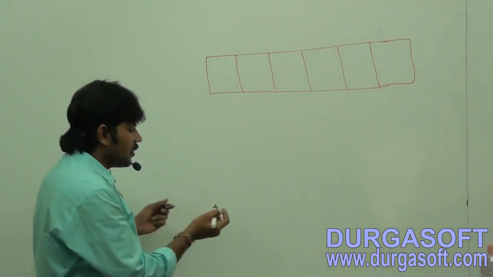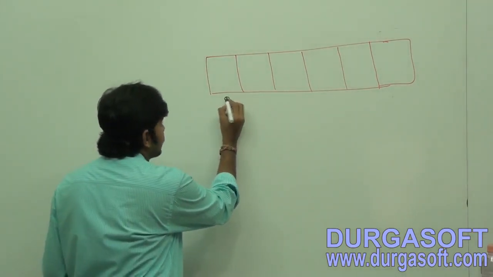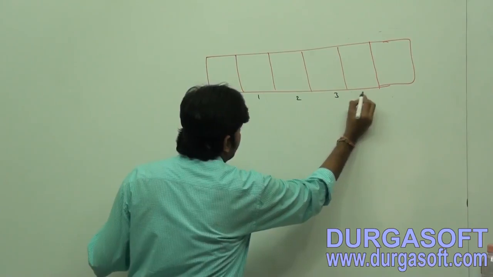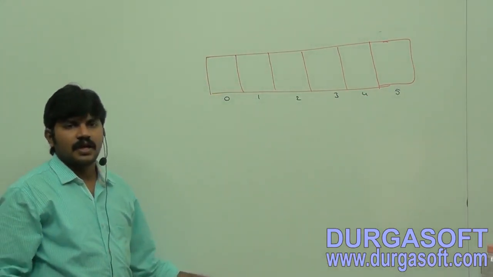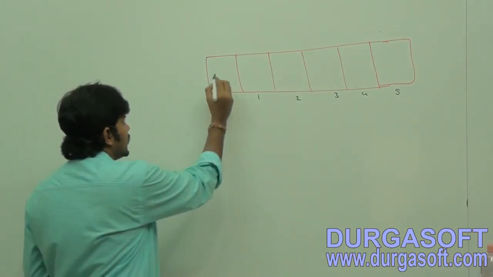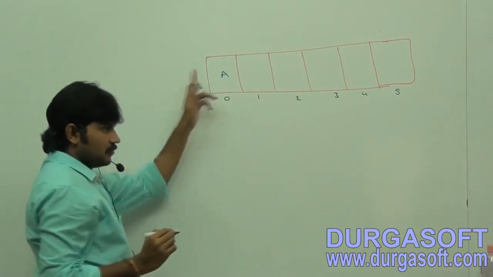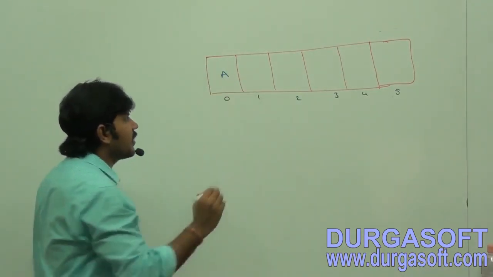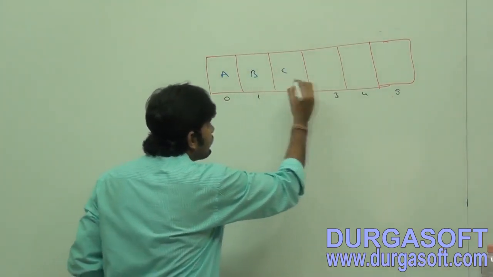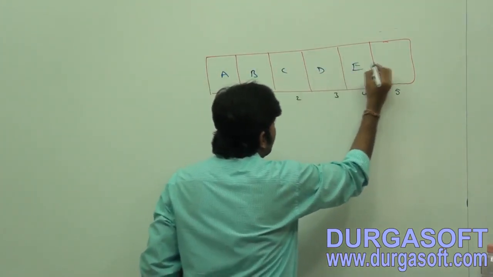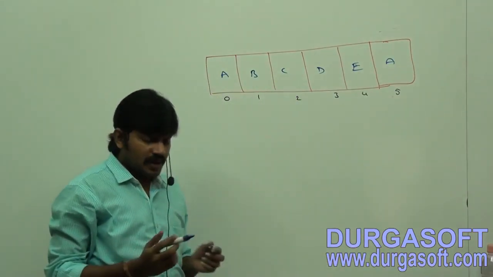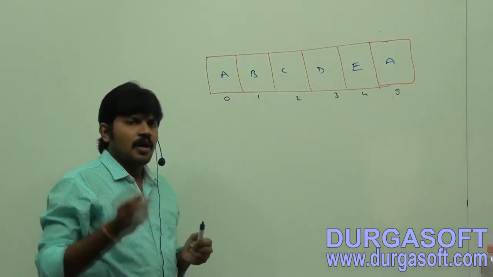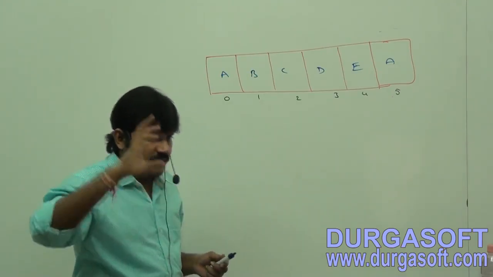Sir, here this is the index, correct or not? 0, 1, 2, 3, 4, 5. I want to add objects. This is A, the first added object; the second added object is B, then C, D, E, and then A I am adding again. Is it valid or not? Valid. Sir, here how is the insertion order preserved?